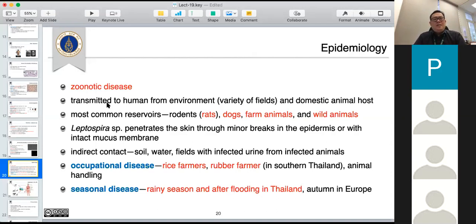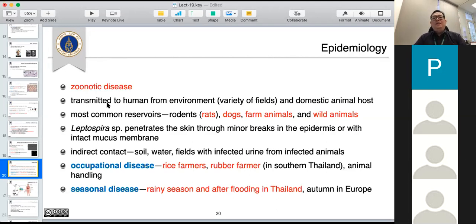So it is transmitted from the environment, not only to fishermen who go fishing, particularly freshwater fishermen, I mean freshwater fishery, not marine fishery. In freshwater fishery, people probably go in the water and capture fish by traditional Thai or Southeast Asian style, in Indonesia, in Malaysia, in Vietnam. They probably get infected. Bacteria live in water and on the surface of the soil.